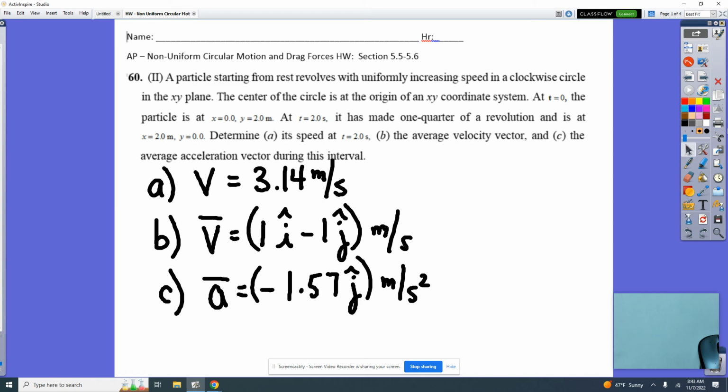Okay, so a video solution requested for number 60. This is in chapter 5 of your AP Physics book. A particle starting from rest revolves with a uniformly increasing speed in a clockwise circle in the xy plane. The center of the circle is at the origin. At t equals 0, the particle is at x equals 0, y equals 2. And then after 2 seconds, it's gone 1/4 of a revolution. We're trying to determine a number of things here for parts A, B, and C.